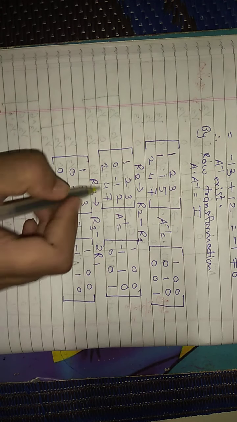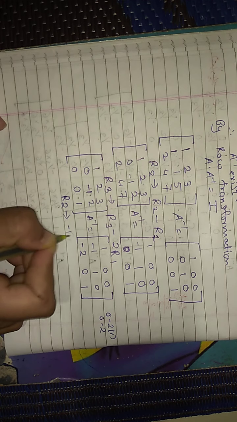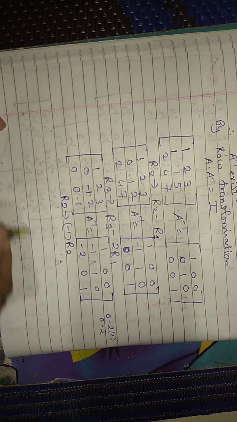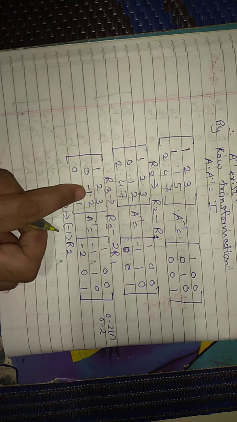The next 1 0 0. This element we have to convert as a 1. But here we have minus 1. So minus 1 multiplied by minus 1 is equal to 1. And we have to find out that same number. 1 2 3 as it is, 0 0 1 as it is. A inverse is equal to 1 0 0, minus 2 0 1. We write as it is.